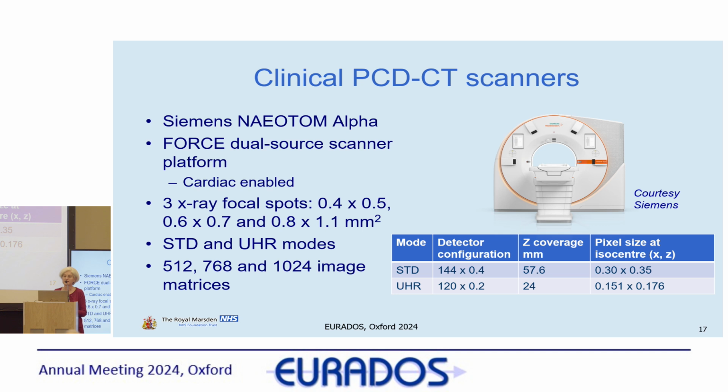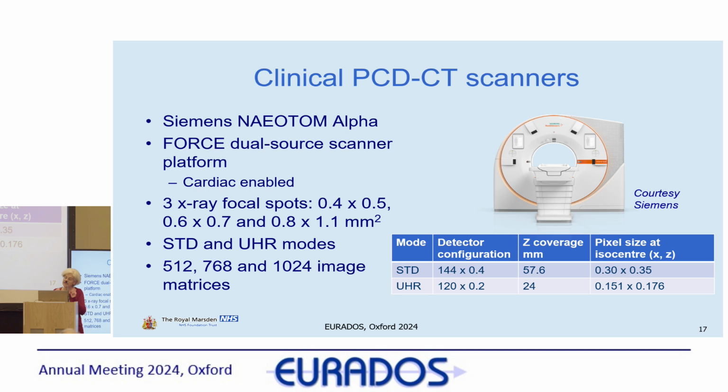So the first way is the standard way, which uses the full detector configuration. We tend to talk of detector rows, so 144 rows times 0.4, giving us an overall coverage along the axis of rotation of 57.6 millimeters. That's comparable to a conventional Siemens CT scanner. And the pixel size is 0.3 by 0.35 along the axis of rotation.